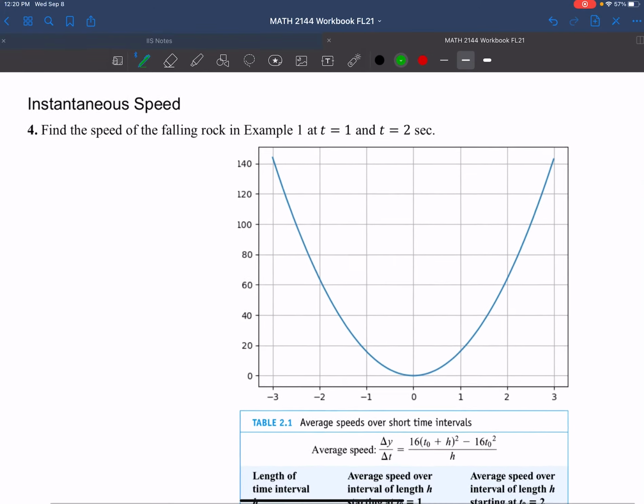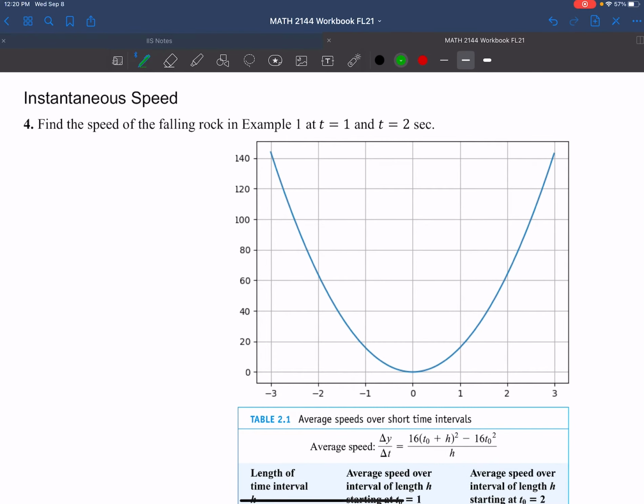Instantaneous speed. Find the speed of the falling rock in example 1 at time equal 2 and at time equal 1. Notice the change in our language. Notice we're not talking about an interval or over. We're saying at a specific point, at a specific instant now. So what I'm going to do, let's just focus on this first one. Let's just focus on t equal 1.